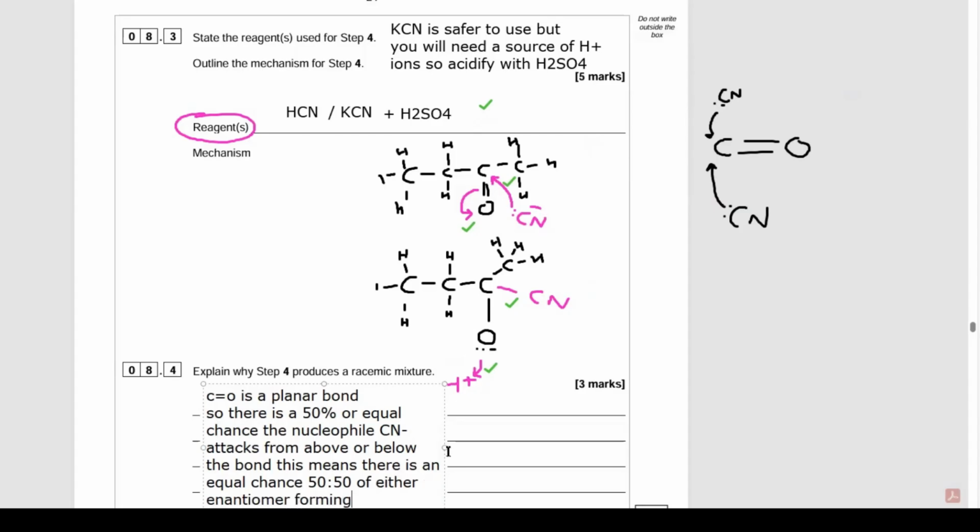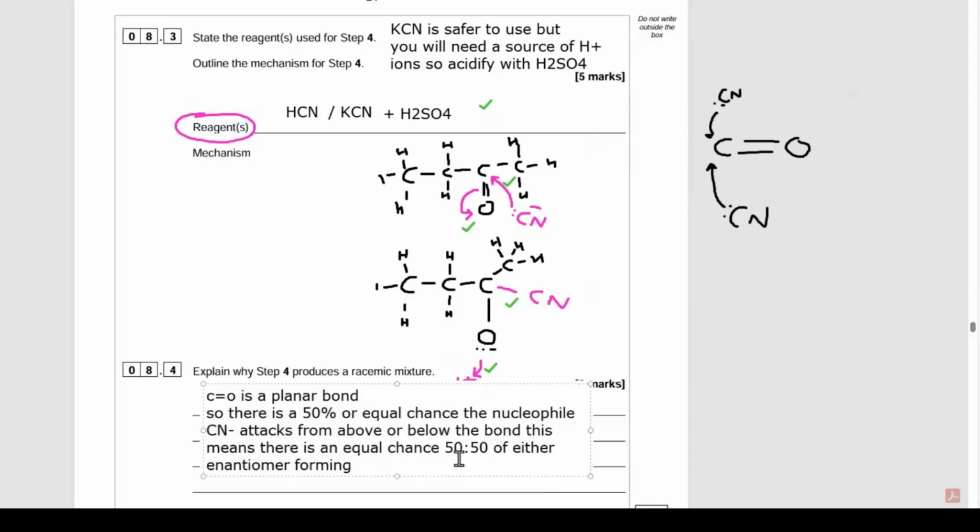And when they do, there's no rotation. So they're locked in that position, and that's how we get enantiomers. So what we want to say is the C=O bond is planar. There's an equal chance of the nucleophile attacking from above or below, meaning that there's a 50-50 chance of either enantiomer forming. And when you have 50-50, we call that a racemic mixture, or a race mix.